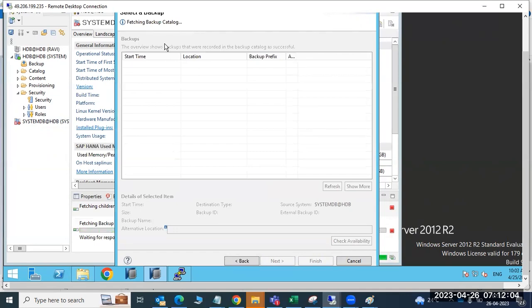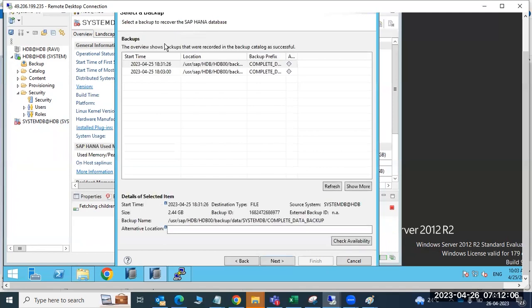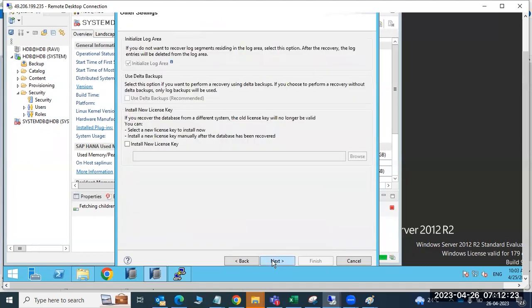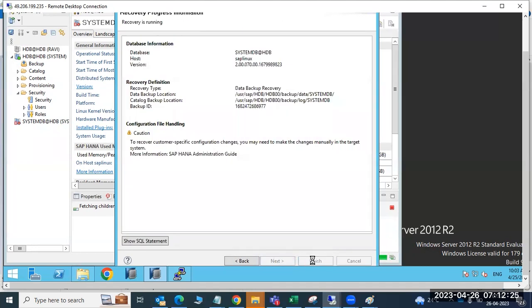So it is fetching how many backups are available. We have taken 631, so the 631 backup is available here, right? In that backup we have the user, so the data is available. Now just select that one, then click next and finish.